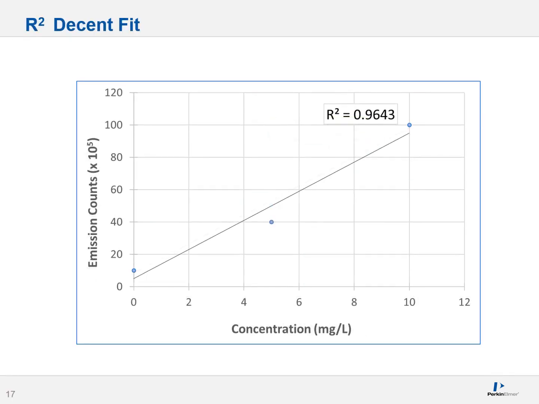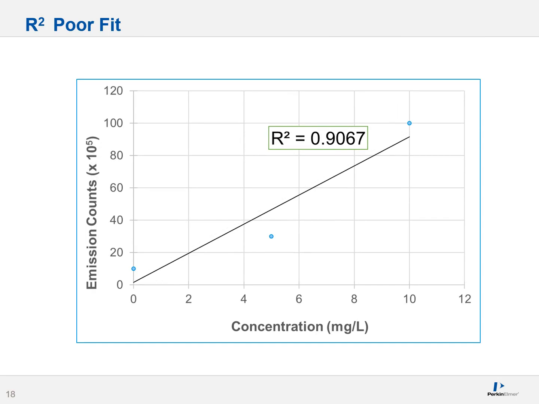Over here, this is an okay fit. I'm not too thrilled with it. R squared is 0.9643. That's really not the greatest. As you can see, the curve isn't matching the points well. The points are beginning to go further and further away from the curve.